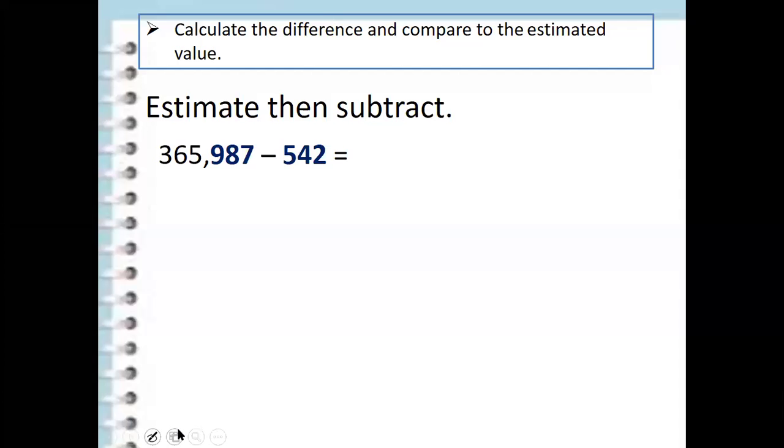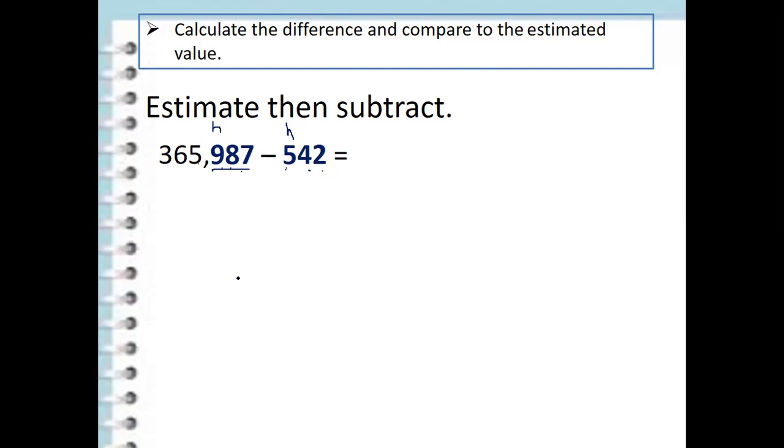All right, let's have another example. We have 365,987 minus 542. Now let's check the digits of each number. The first one has 1, 2, 3, 4, 5, 6, so 6 digits. In 542, we have 1, 2, 3, so 3 digits. The least number of digits is in 542. Therefore, since it is three digits, we are going to round to the nearest hundred.